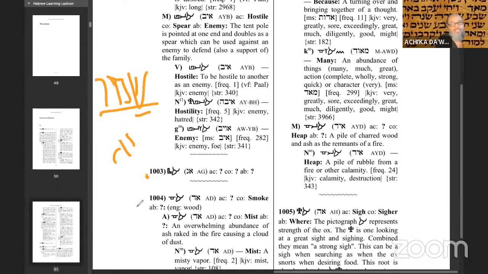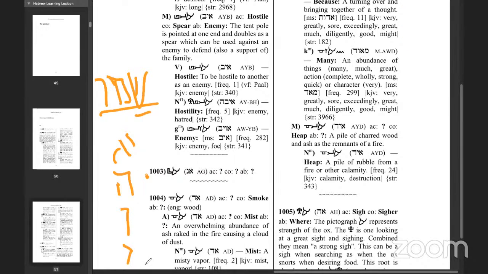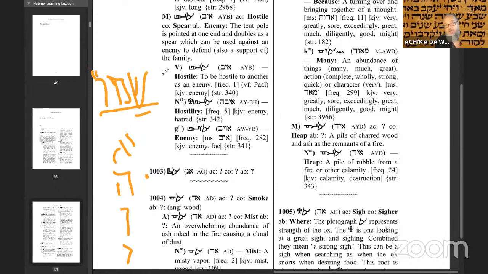So you know it's not from Leah. You know it's not from Rachel. You know it's not from Bilhah. You know it's not from Zilpah. There's no hey there. There's no wa, and there's no yod. Okay. So when you see words that don't have one of these letters in it, you should know that that's not a legitimate child. That's an adopted root. So when a family can't have natural born children, they may take on an adopted child.